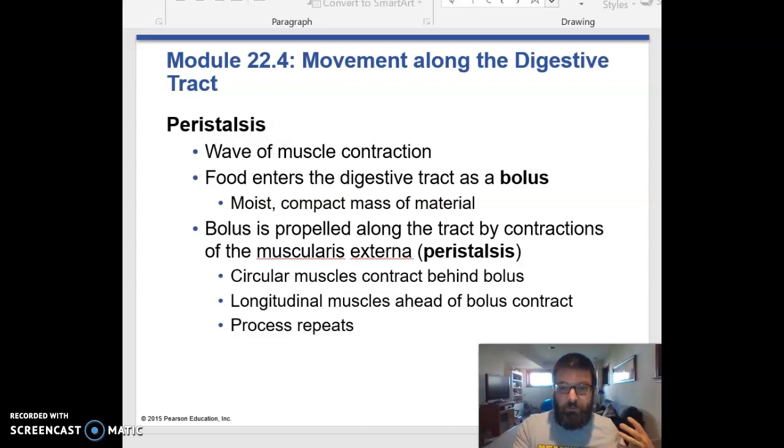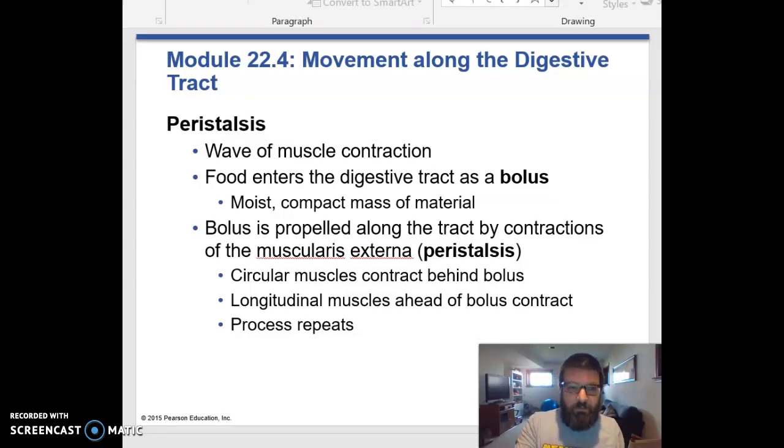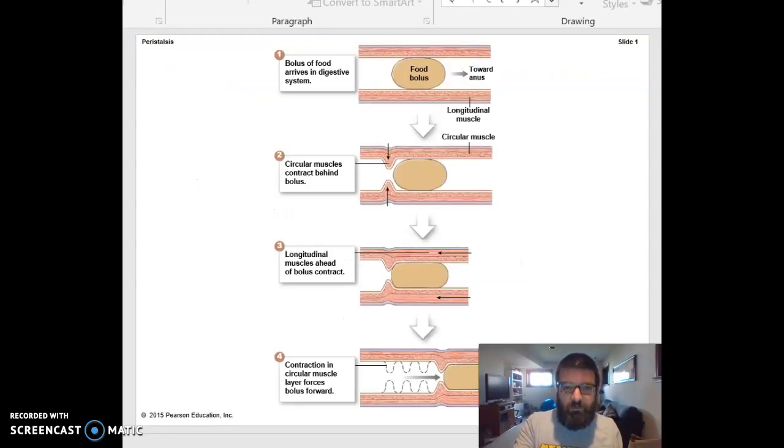This is all smooth muscle, which means it's all involuntary, right? You don't have to think to move food through your gut. In fact, you can't intentionally move food through your gut, right? Like, wait, no, I tried to move my lunch through a little further. I couldn't do it. So this is a figure from your book that shows you this wave of contraction called peristalsis, moving food through.